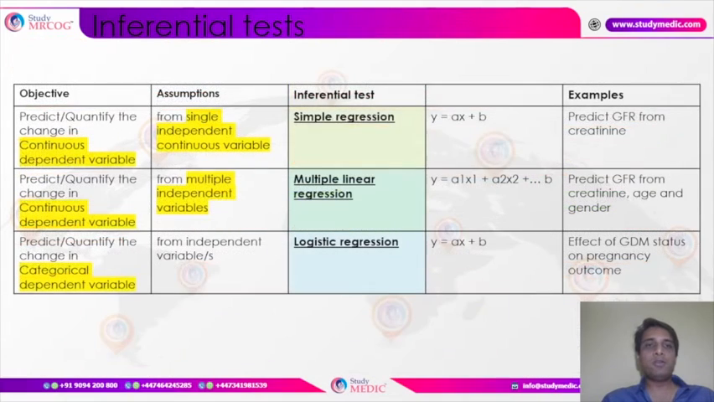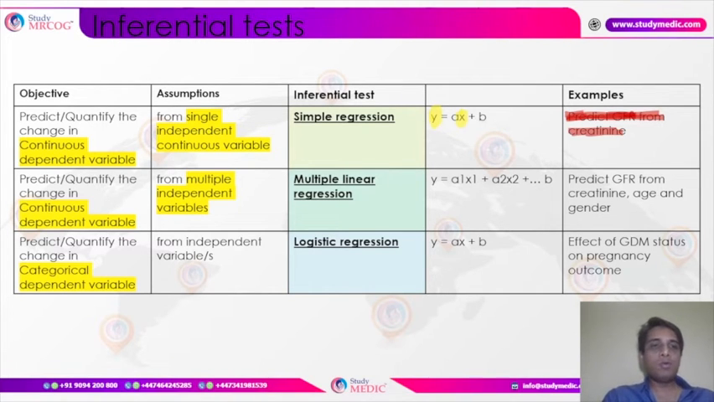In continuation, if our objective is to predict or quantify the effect of change in a continuous dependent variable from a single independent continuous variable, we use simple regression. Predicting the GFR from creatinine is an example. Here, GFR is the dependent variable and creatinine is the independent variable. Both are continuous, linearly associated and normally distributed.